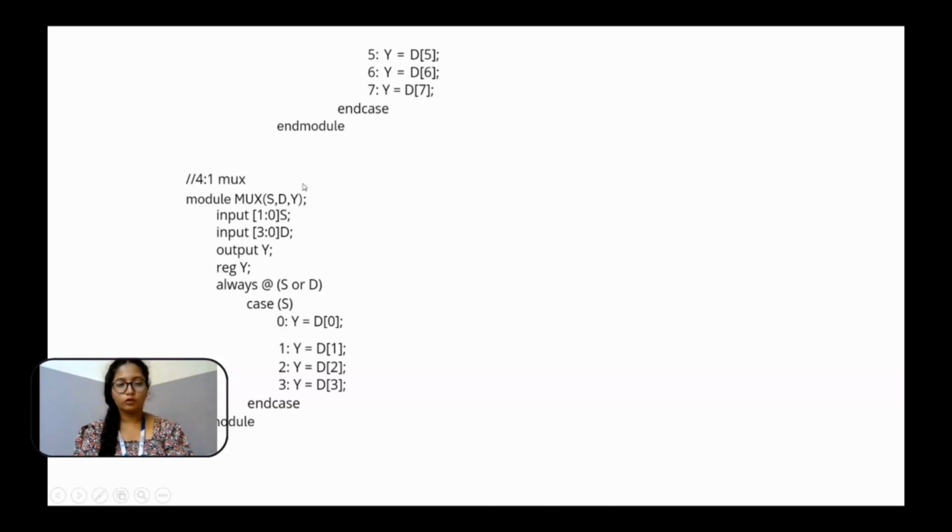Next, moving on to the 4 to 1 multiplexer. Here we are naming the module mux again, where S is the select line, D is the inputs and Y is the output. In the 4 to 1 multiplexer, there will be 4 inputs, 1 output and 2 select lines. Here the output is Y and the register is named Y, S represents the select line, and from 0 to 3 the inputs are given. Here we end the case and end the module.